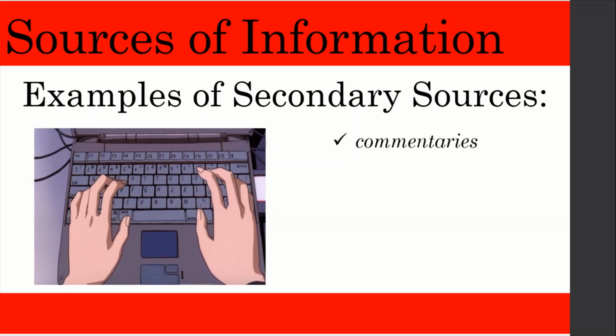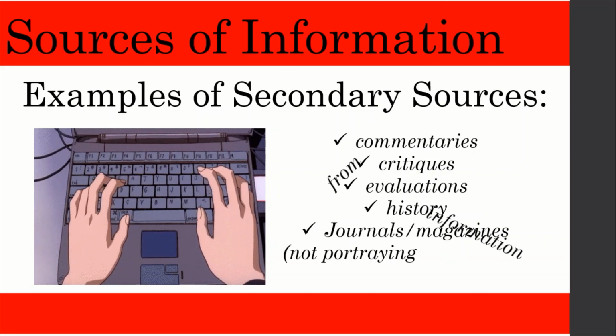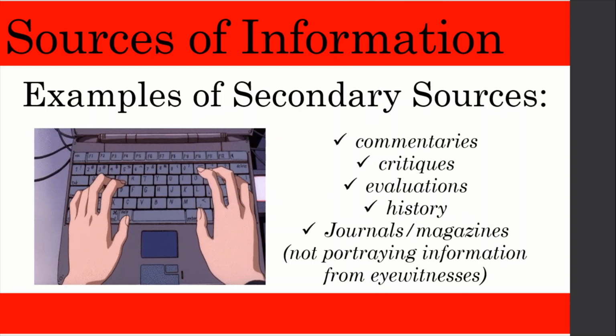Some examples are commentaries, critics, evaluations, history, journals or magazines not portraying information from eyewitnesses. Other examples include biographies, editorials, and book or movie reviews. Take note that a biography is about the life of a particular person written by another individual or group, while an autobiography is about the life of the writer himself or herself. So, biographies are secondary sources while autobiographies are primary sources.